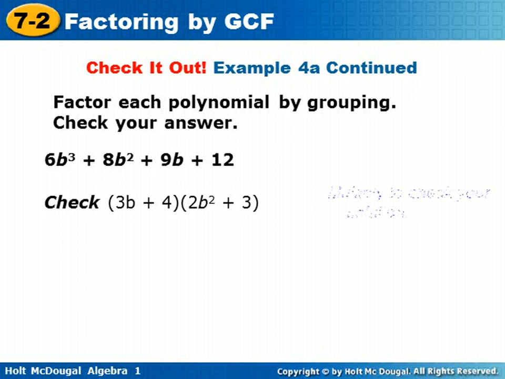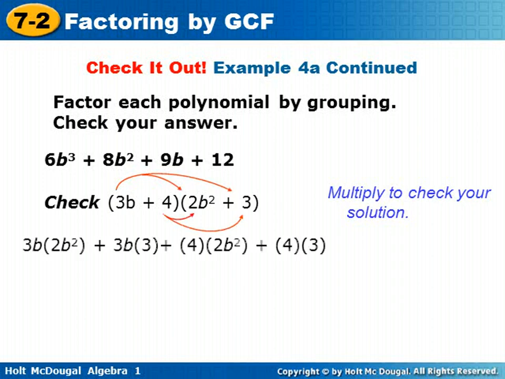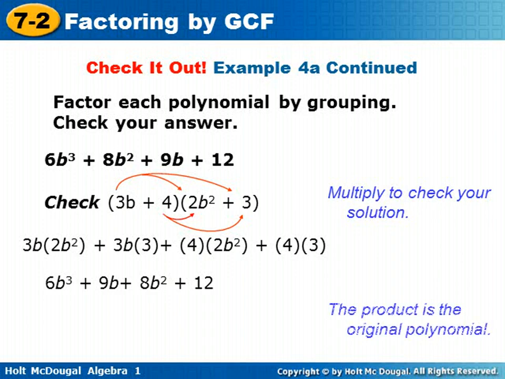To check the answer, we can multiply it back together using FOIL. We get 3b times 2b squared plus 3b times 3 plus 4 times 2b squared plus 4 times 3. So 6b to the third plus 9b plus 8b squared plus 12. The product is the original polynomial, so we know we've factored correctly.